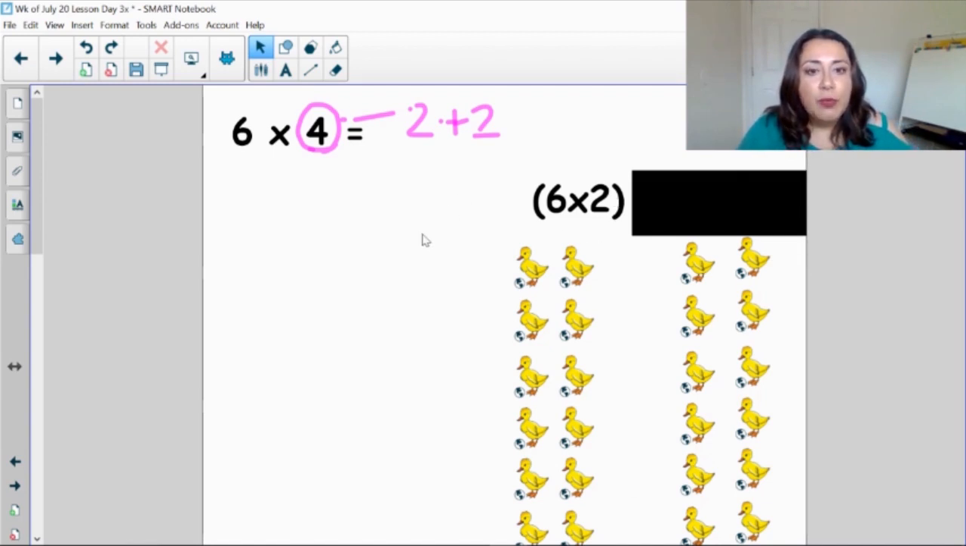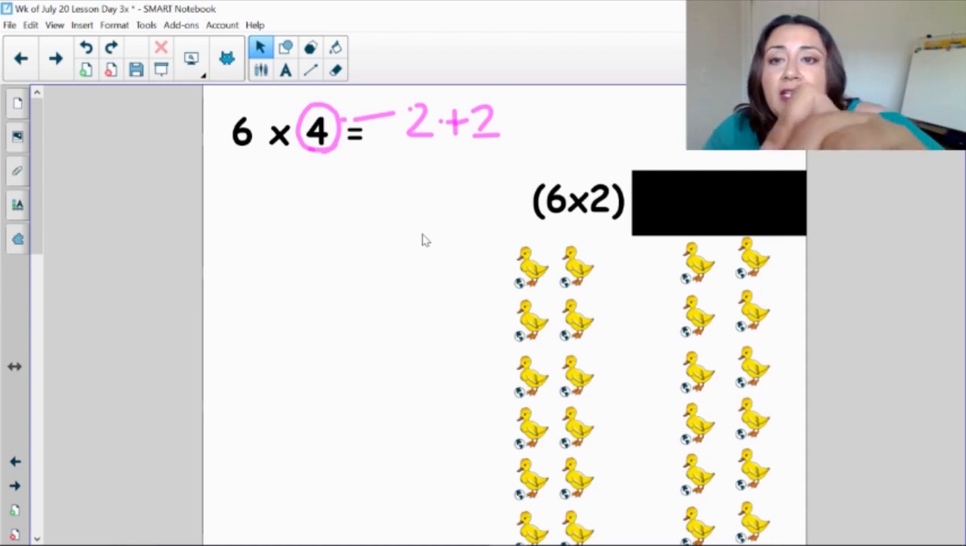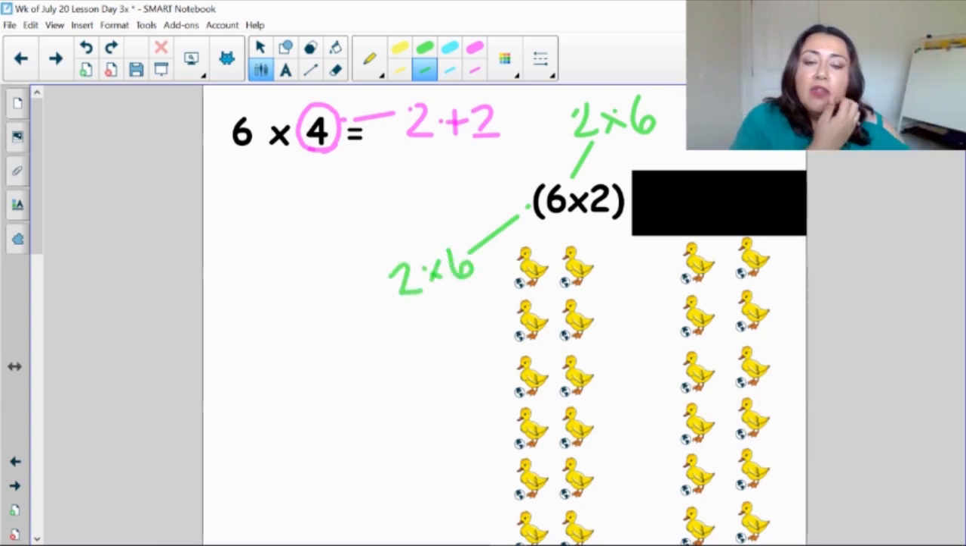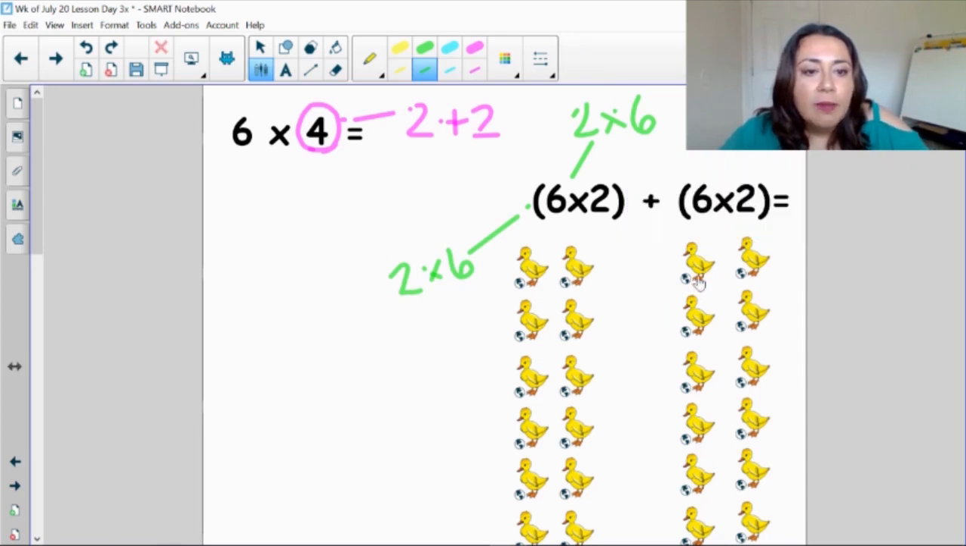Niños, ¿ustedes saben 6 por 2? Y ya sabemos que 6 por 2 es lo mismo que 2 por 6. Entonces, si 6 por 2 y 2 por 6 es lo mismo, yo simplemente puedo sumar 6 más 6 y puedo hacerlo en mi mente. Acá tengo 2 columnas, 6 grupos de 2 patitos. Entonces, también aquí tengo 6 por 2.